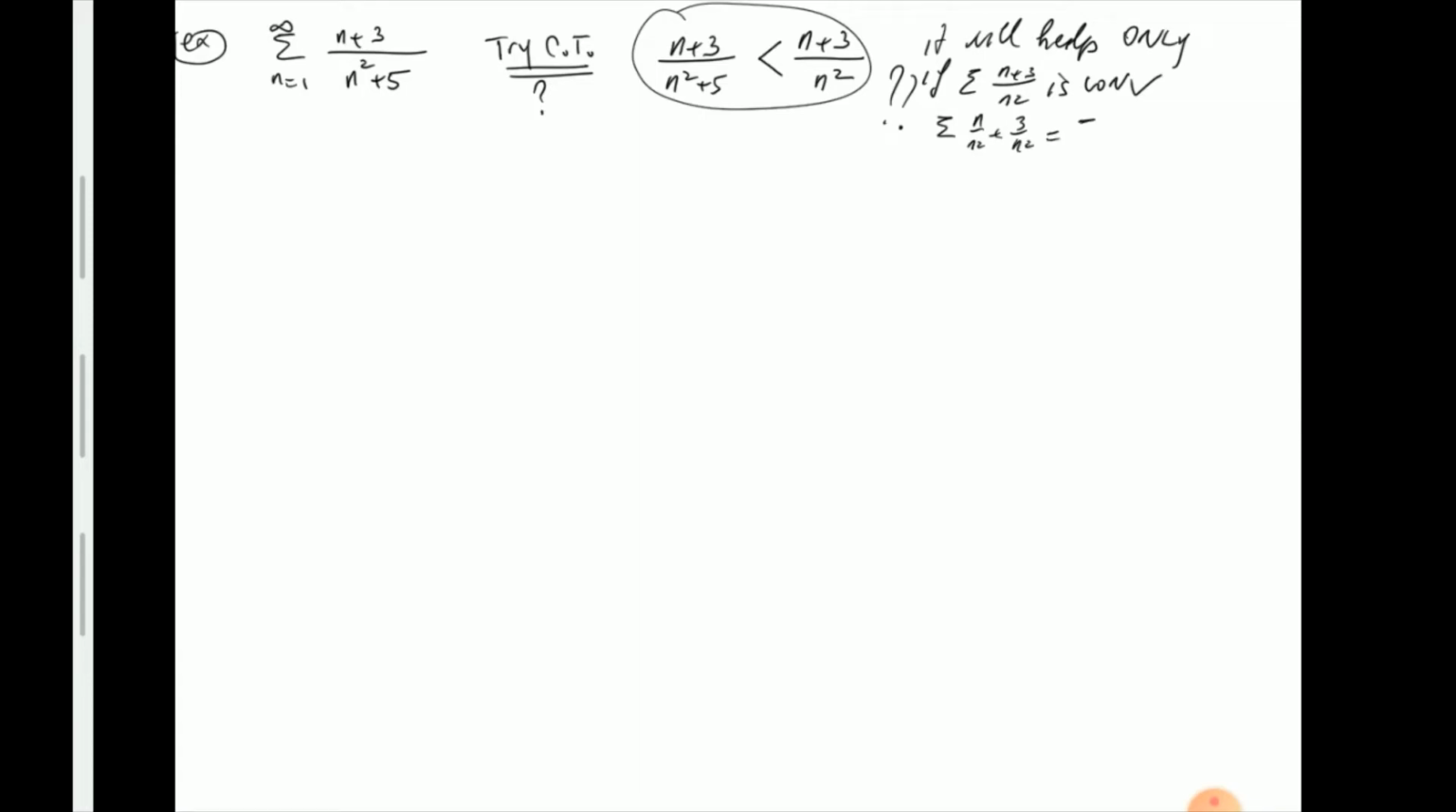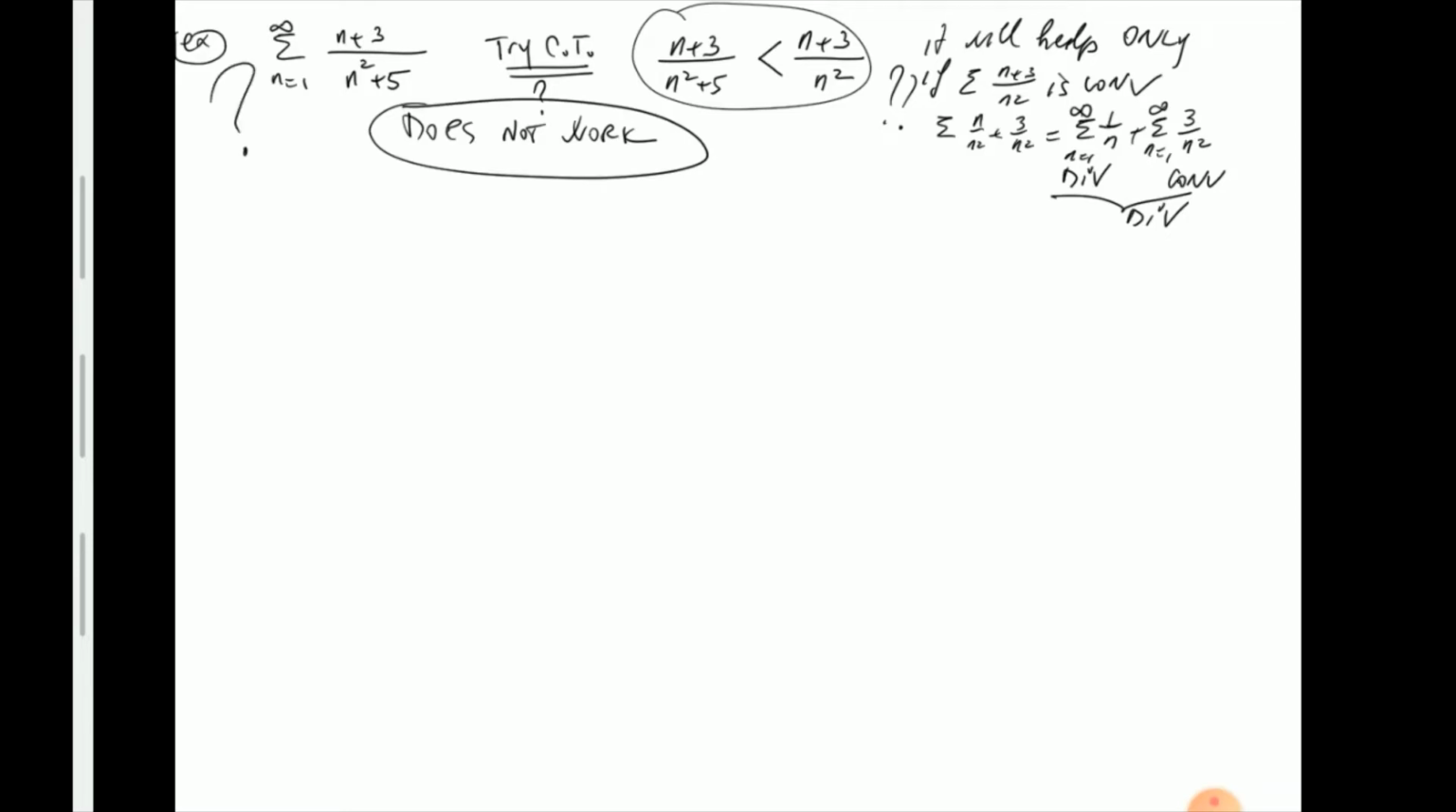This is a summation of 1 over n, because n over n squared is 1 over n, plus the summation of 3 over n squared. Now this is convergent, but this is divergent. So remember, you add infinity to a finite number, this will be divergent. So it does not work. That doesn't mean we know the answer. It's still an open question at this point. Does this series converge or not?